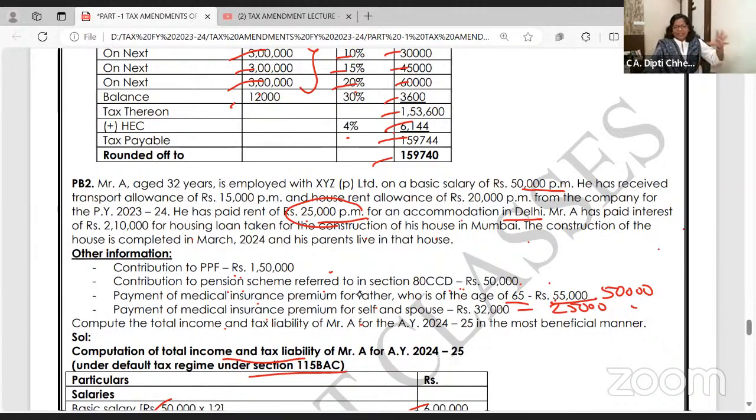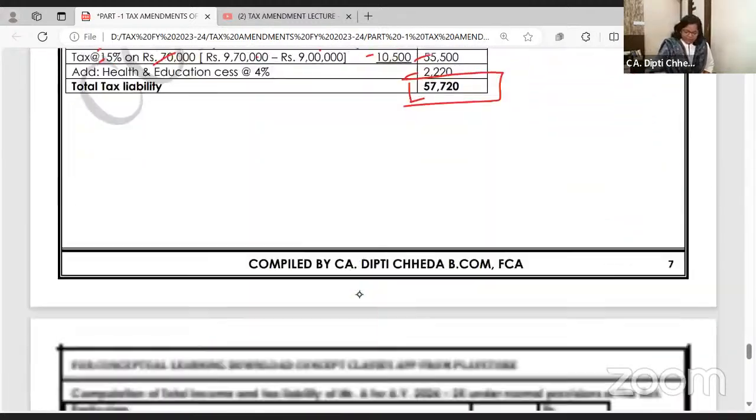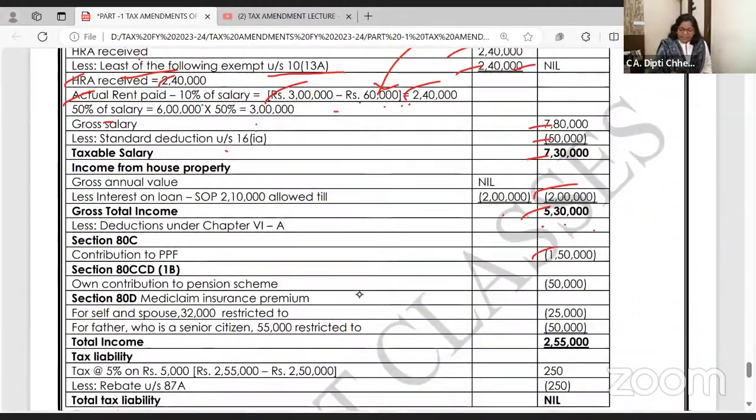Ma'am, you are doing everything in one single lecture. So this is how it has to be learned. And please let me know if you want to solve it in writing. Then in the next lecture, I will start by solving this in writing and then continue the next amendment.